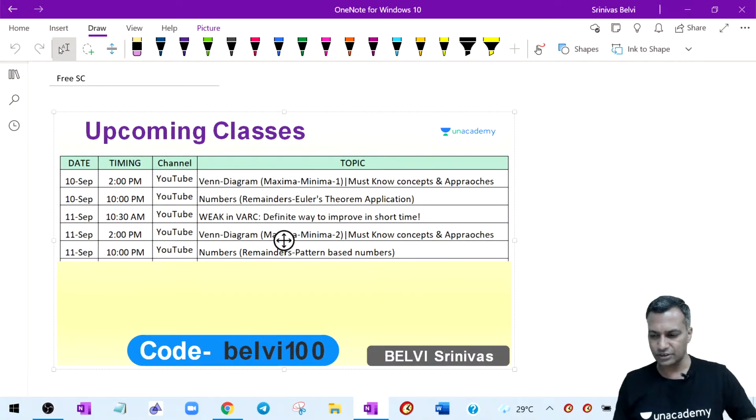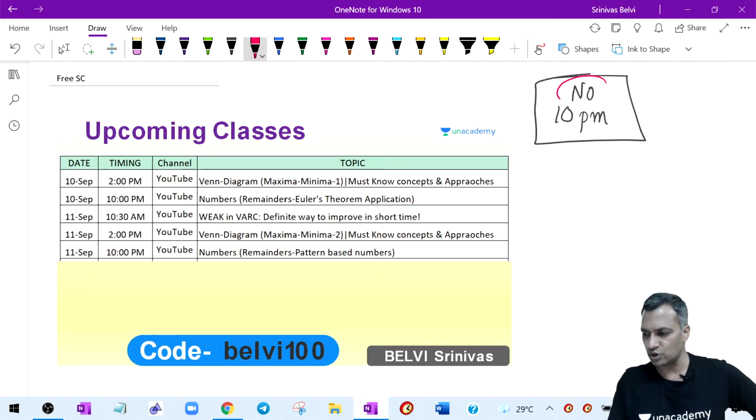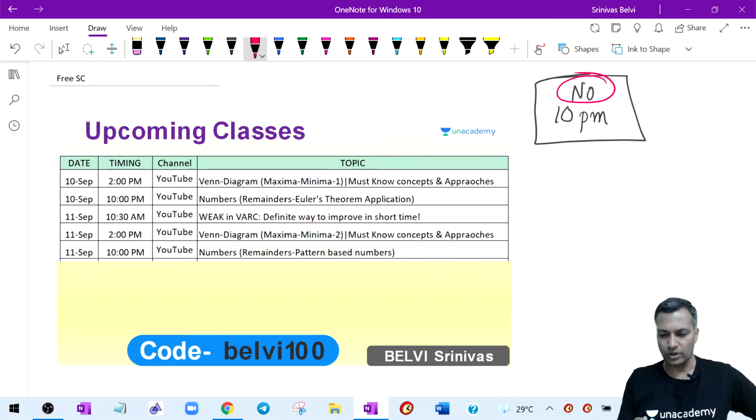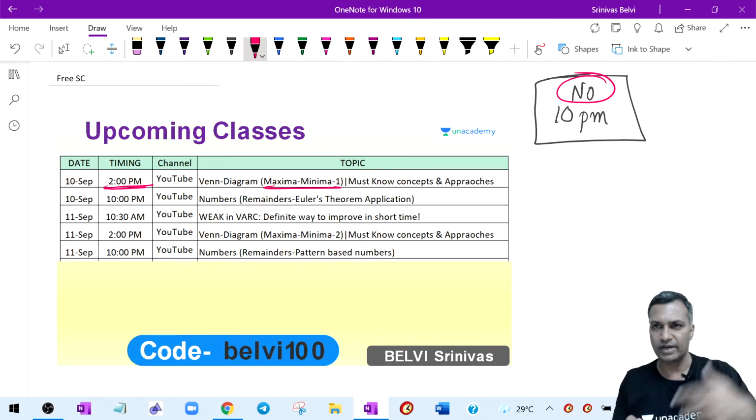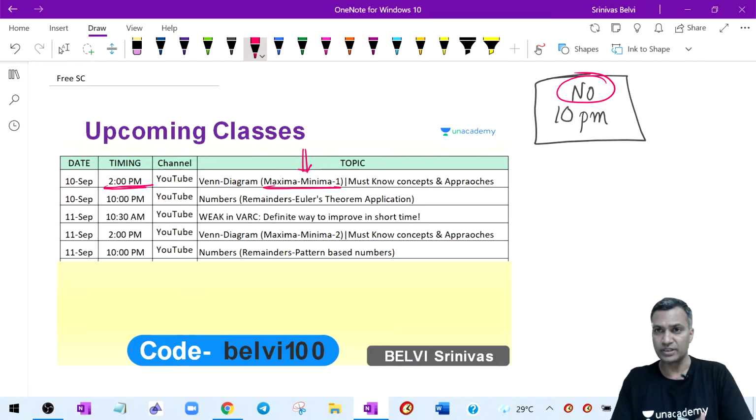So here are the lectures for tomorrow. Tonight, there is no 10 p.m. lecture on quant. Instead, tomorrow we'll be having a lecture as usual at 2 p.m. So again, maxima minima, but at a different level. We'll open up to the Venn diagram for 5 sets and things like that, which came in CAT. We will take up those Venn diagram for 5 kind of sets in CAT and see how we can work with that.